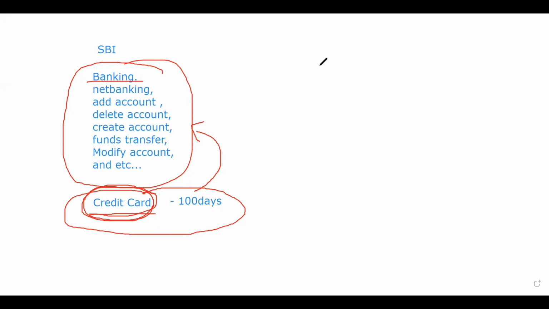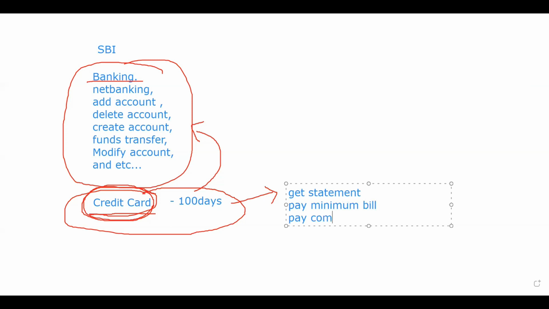I will tell you now. Integration testing is nothing but these things. In the credit card feature, what features are there? Take an example of these features in the credit card: get statement, pay minimum bill, pay complete bill.